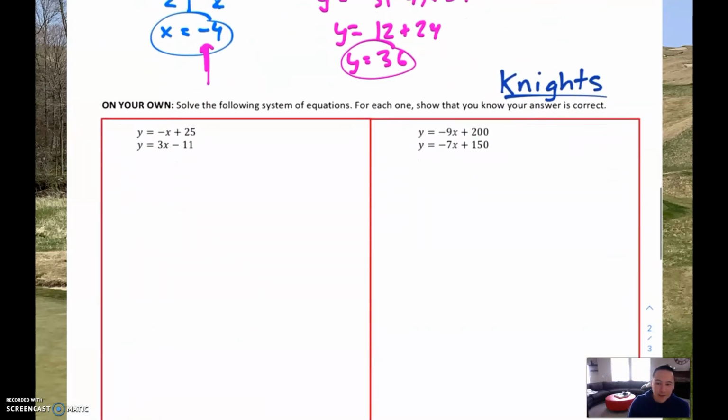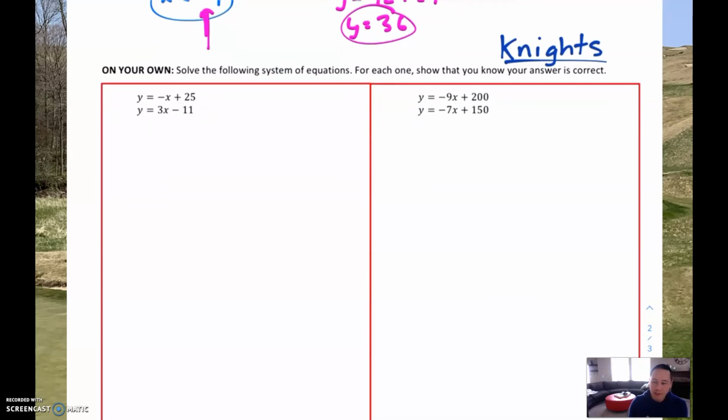Go ahead and try the next 2 on your own. Good luck with those. And remember, you can always double check and make sure your answer is correct by plugging them into both the top and the bottom. And then you can rest assured and know that you got them right. And that's it for the first part of substitution. Come on back for the next video where you learn about the next part of substitution.